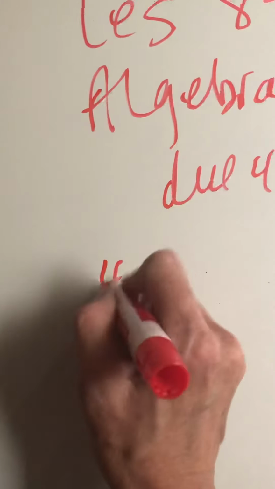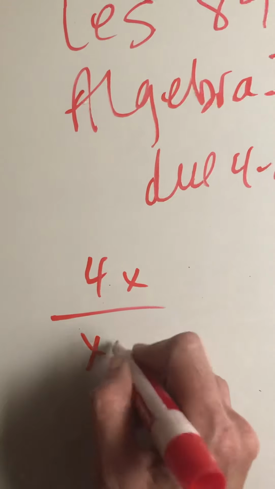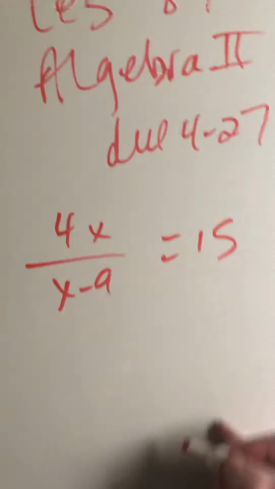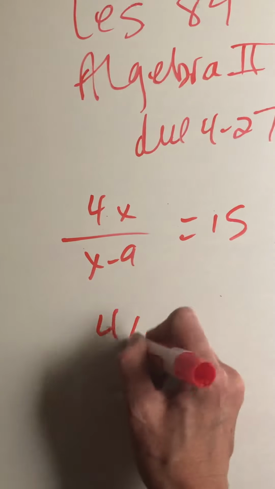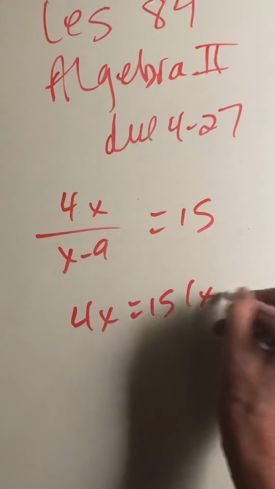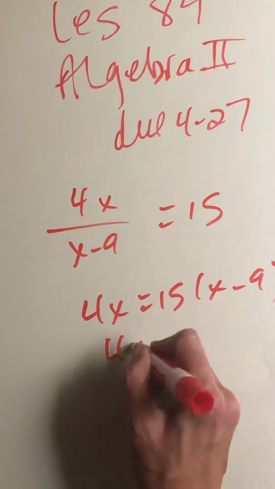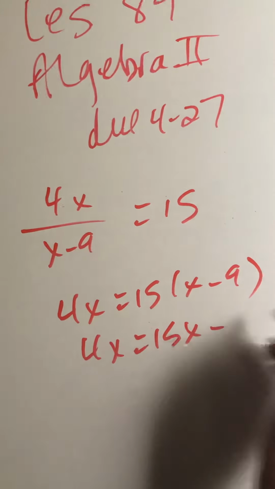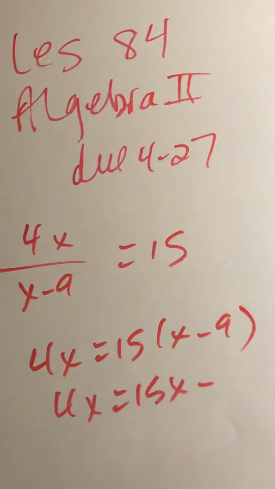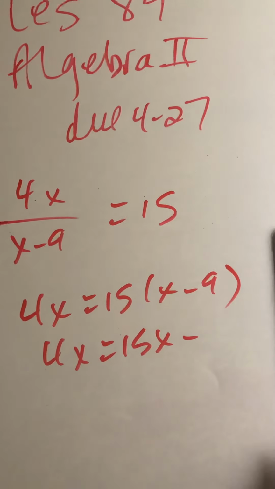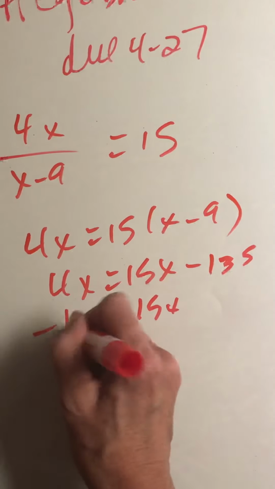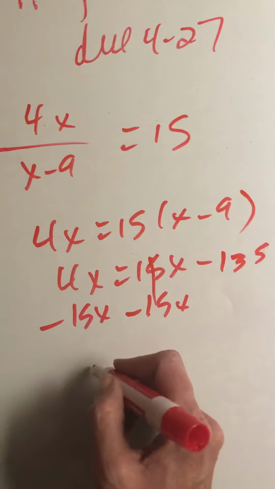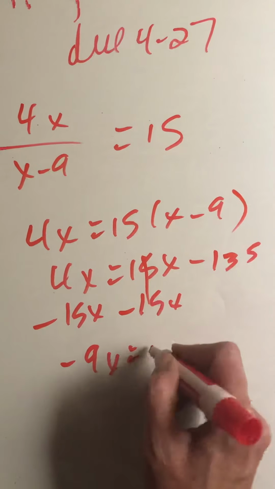You might have one that looks like 4x over x minus 9 equals 15. So again, cross multiply. There's a 1 underneath the 15. So 4x equals 15 times x minus 9. So 4x equals 15x minus 135. Subtract 15x. So that is negative 9x equals negative 135.